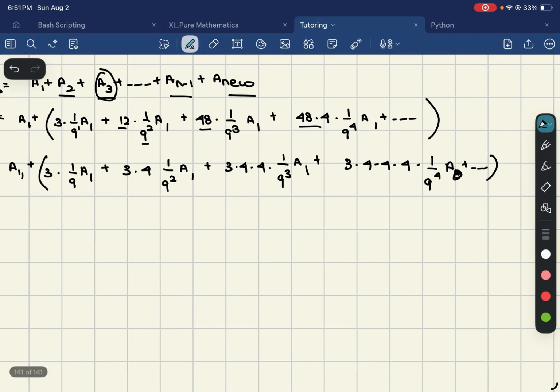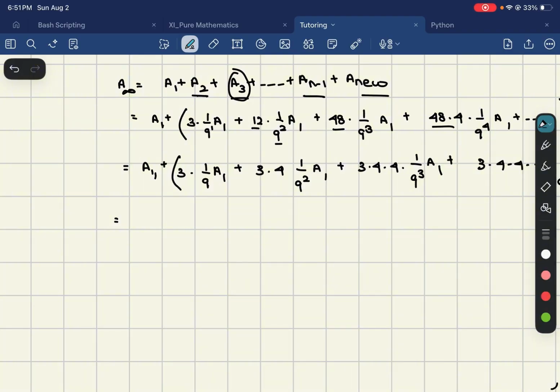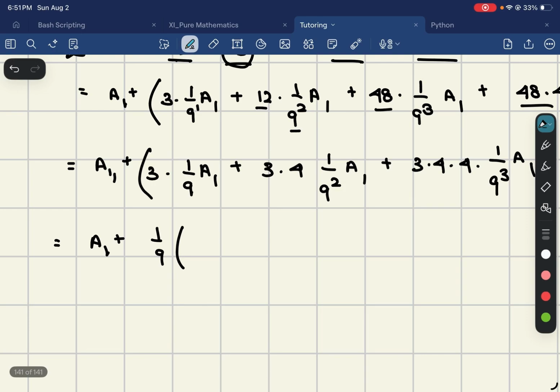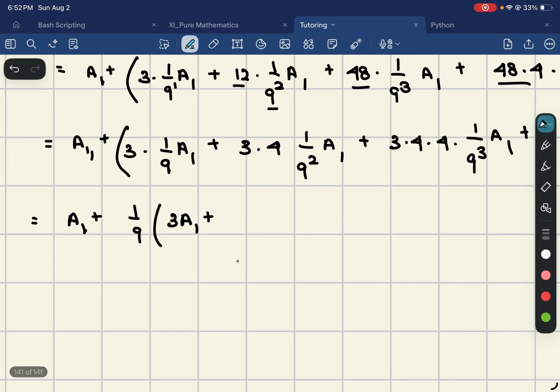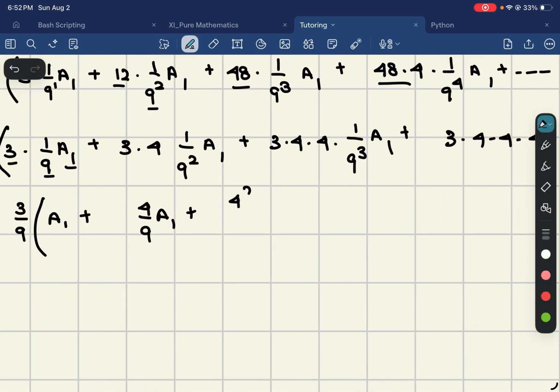All right. So now that we have this down, let me factor out a 1 over 9. And if I do so, I get 3a1 plus, from my second term, I'm going to get, and let me factor out a 3 from every term. So let me factor out a 3 over 9. So I can multiply 3 and factor out 3 over 9 from every term. So I get a1 from my first term. I'm going to get 4 over 9 from my second term. From my third term, I'm going to get 4 squared over 9 squared, a1. And now you can see we have formed a geometric series.